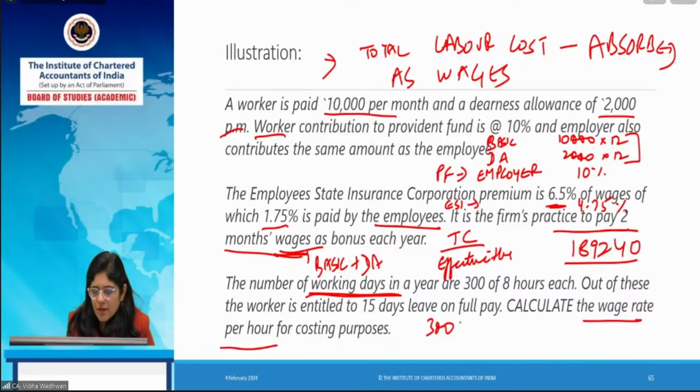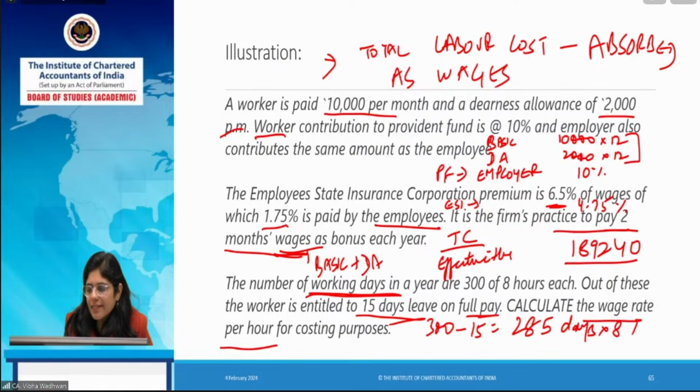Out of these 300 days, the worker is entitled to 15 days leave on full pay. We are deducting the leave, because we are calculating the effective working hours. So 300 minus 15 means 285 days were actually worked. 285 days into 8 hours. So how much are the total hours? 285 into 8, total hours are 2280 hours.